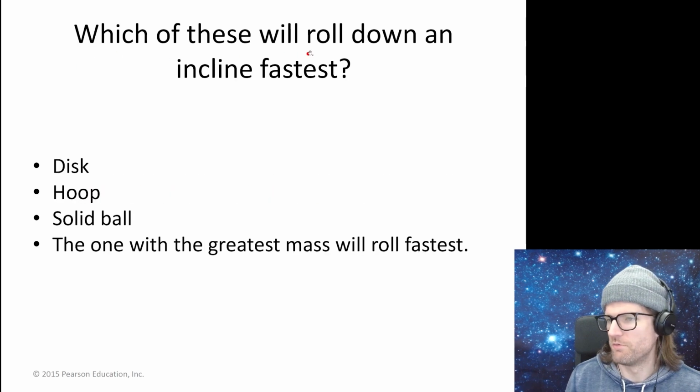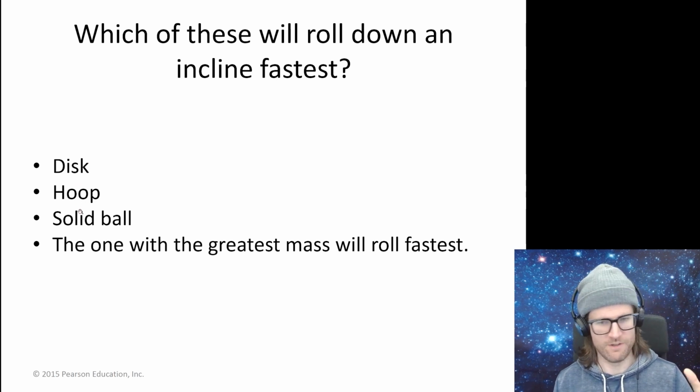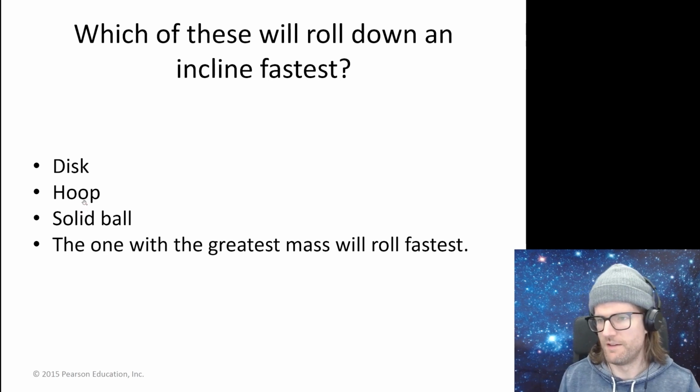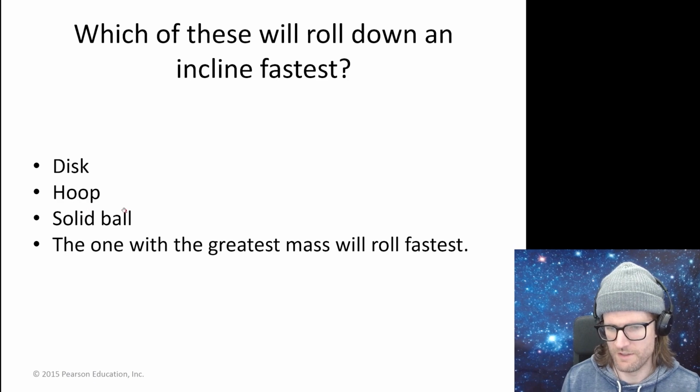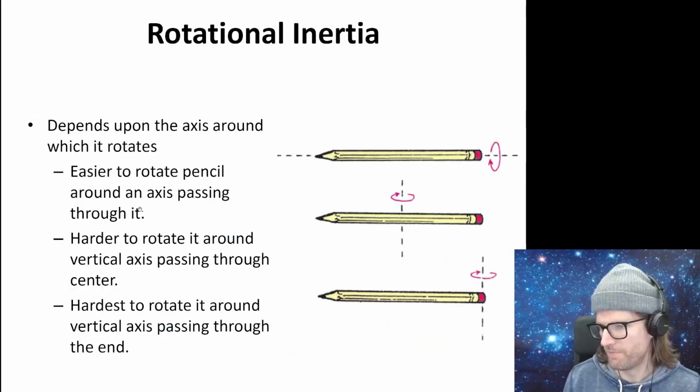Which of these will roll down an incline fastest? A disc, a hoop, a solid ball, the one with the greatest mass will roll fastest. Well, we got to look at the formulas here. Well, it's actually unknown if we don't know the masses, because if the masses are different and the sizes are different and the radii are different, we don't know. But assuming they're all the same mass and all the same size, then the one that's going to go down the fastest is probably going to be the solid ball. But let's check our formulas here. We're going to go all the way up.